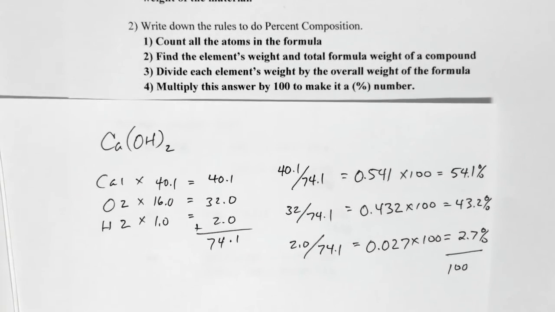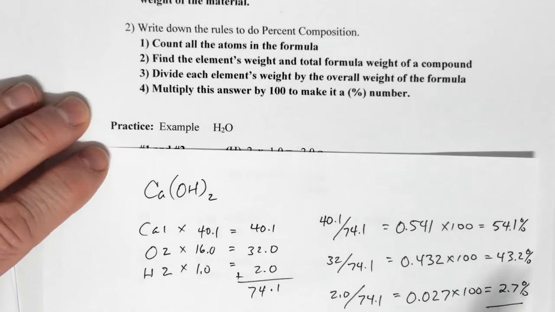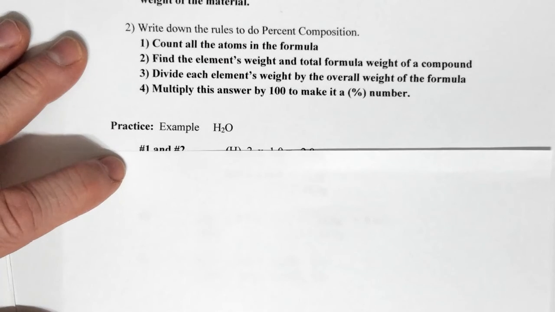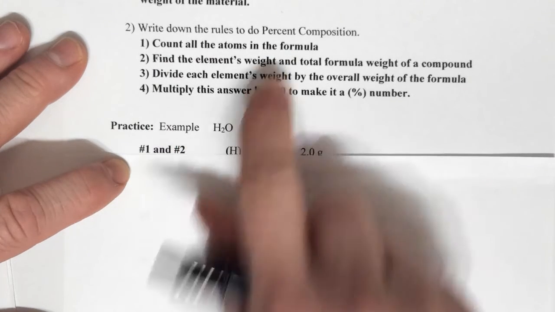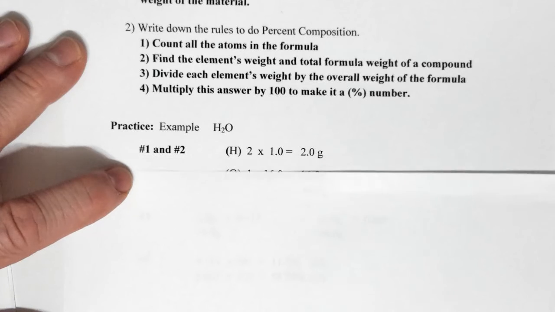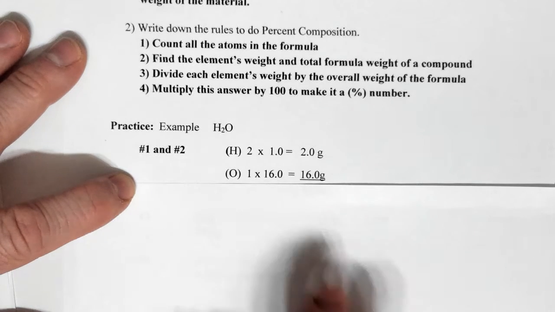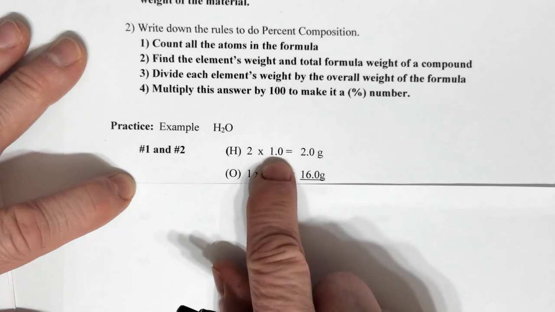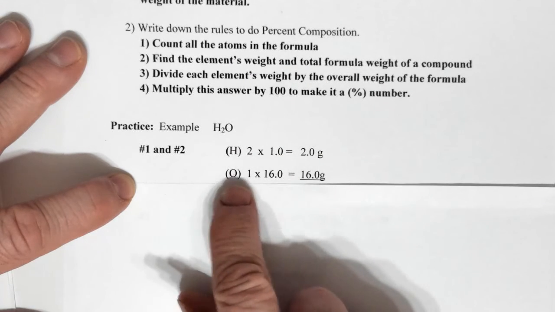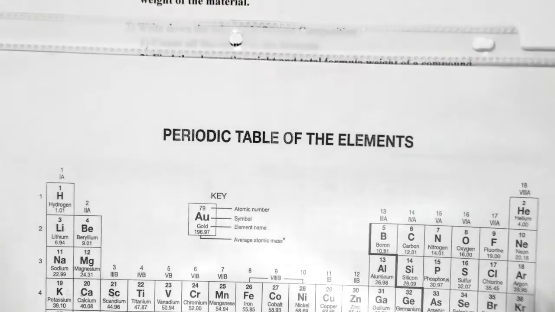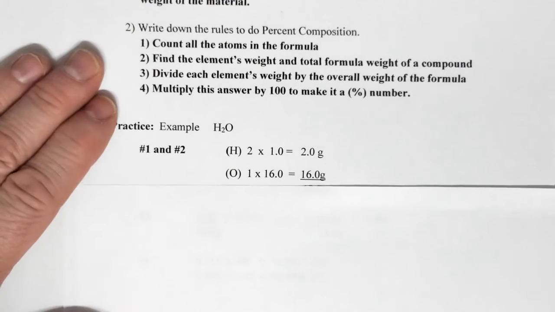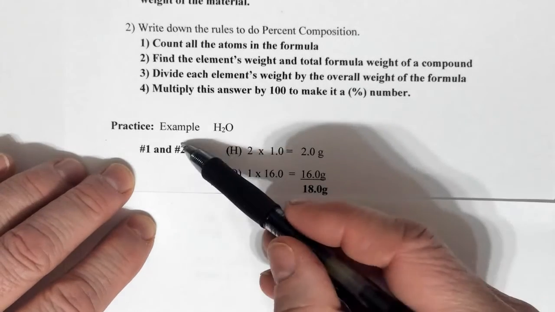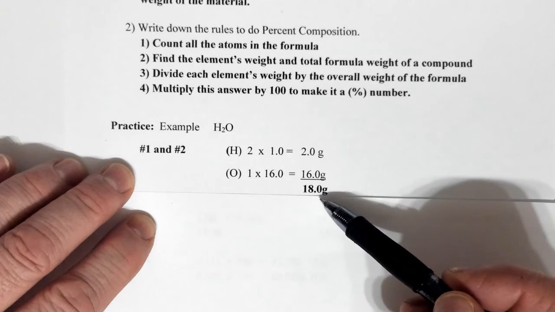And so let's do one more example. Let's do it with water. The first step is to count all the atoms in the formula. So we have 2 hydrogens and 1 oxygen. We then find the element's weights and then the total formula weight. Hydrogen's weight is 1. Oxygen's weight is 16, which comes from our periodic table. Then we add them up and we get 18. So water's formula weighs 18.